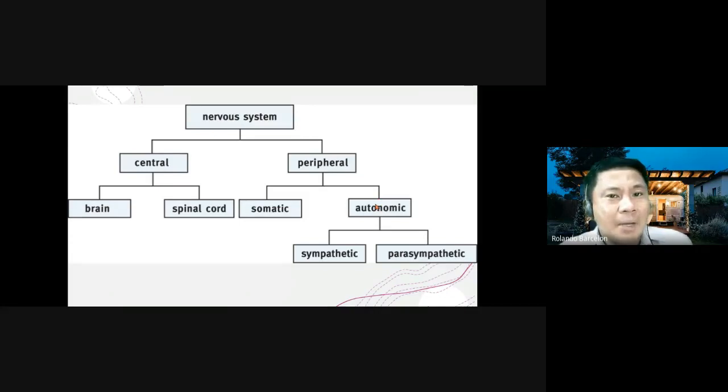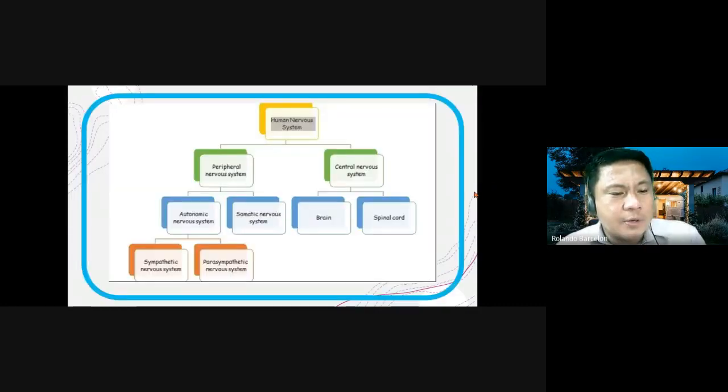Then yung pampakalma naman, halimbawa wala na yung ahas, kalmado ka na. Ang nagpapakalma naman yan, we call that as parasympathetic. Pero lahat yan ay automatic. Hindi mo na kailangang sabihin, oy brain, nervous system, pakalmahin mo naman ako. Walang ganon. That's automatic, kusang nangyayari yan. So those are the divisions of the nervous system.